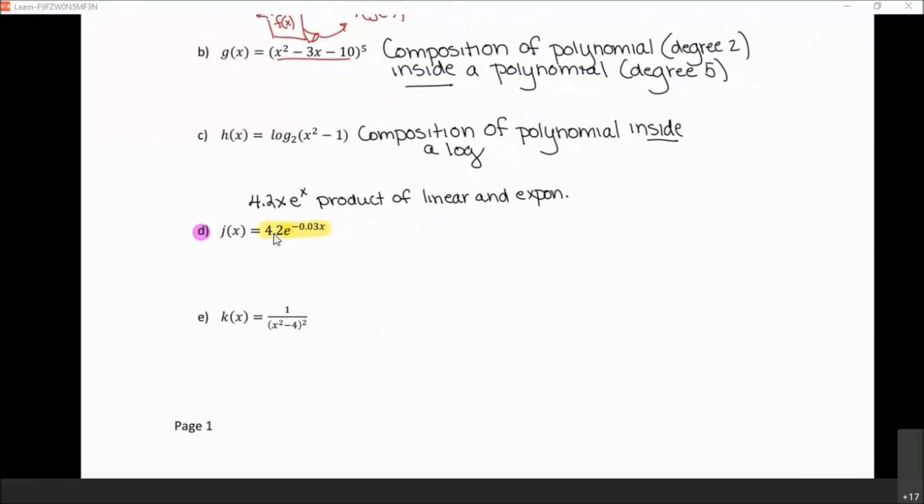Okay, so I guess I've kind of spoiled it here saying this is not a product. So that must mean this is a composition. But what is it a composition of? What's the first thing that gets x?